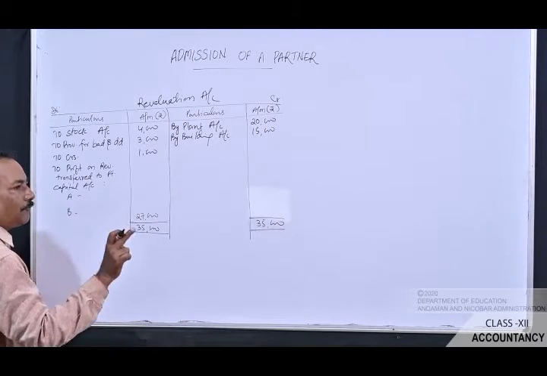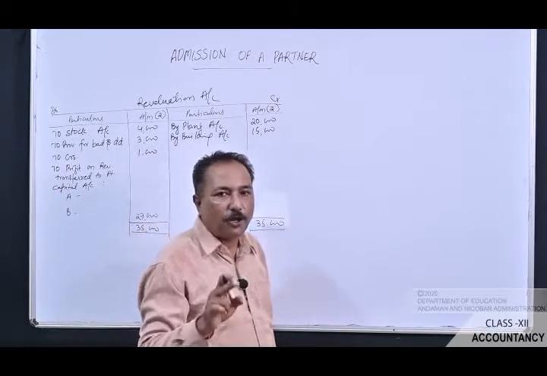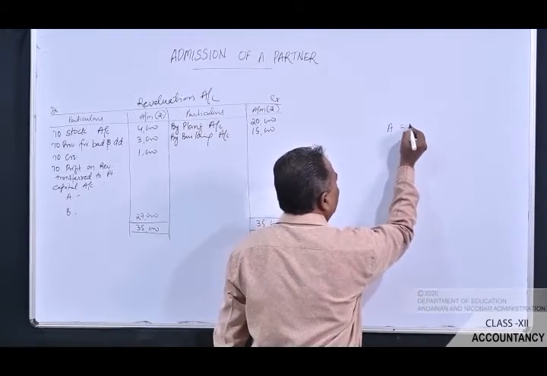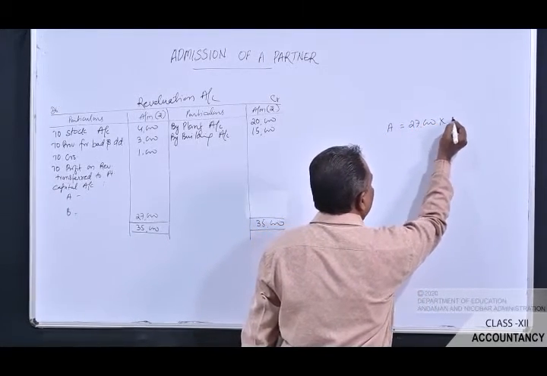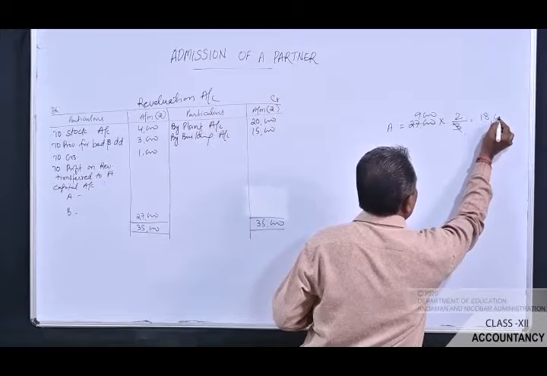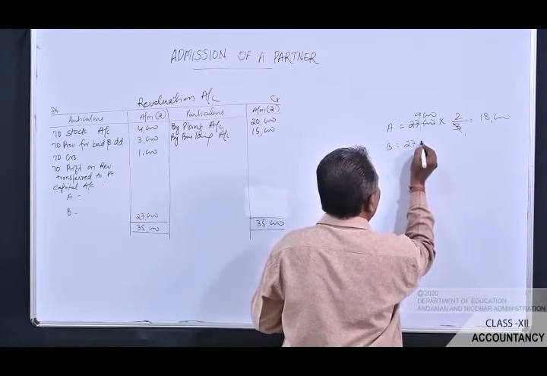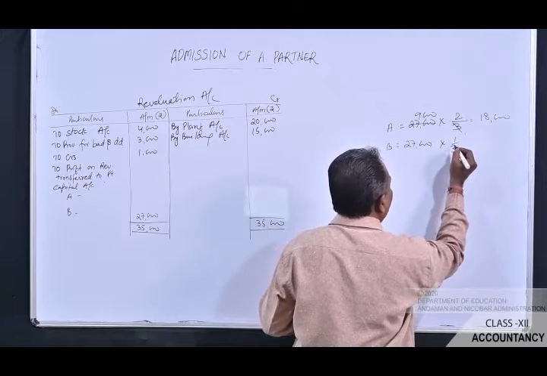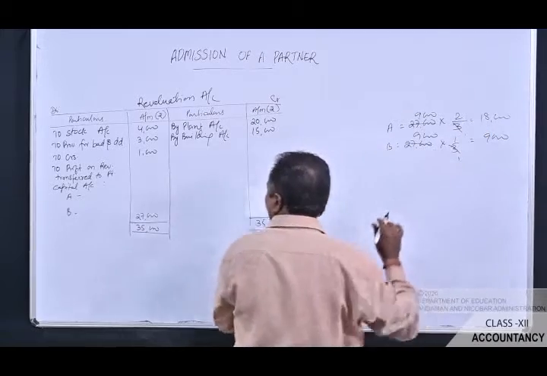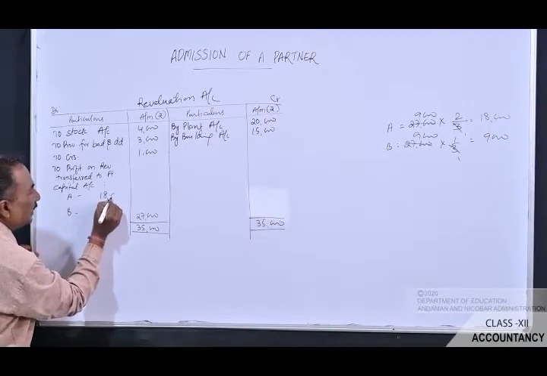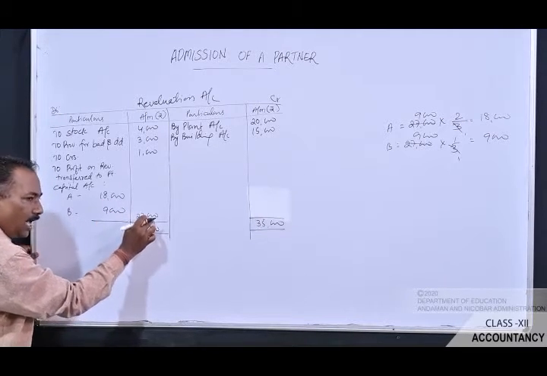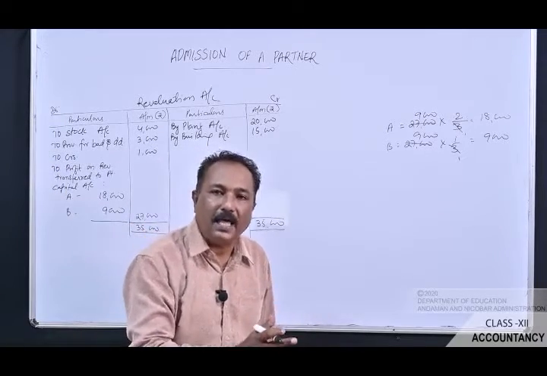and B in their old profit sharing ratio. So what is the old profit sharing ratio of A and B? The old profit sharing ratio of A and B is 2:1. Now we will give it to A. 27,000 into 2 by 3. 3 ones are 3, 3 nines are 27. It is 18,000. And B will get out of this 27,000, and his share in profit was 1/3. So B will get rupees 9,000. Now A will get rupees 18,000 and B will get rupees 9,000, and the total of these will be shown in the outer column. So this is the way in which we will prepare the revaluation account.